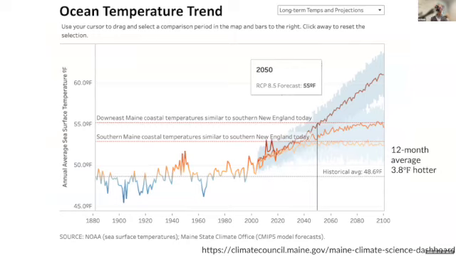If trends like this continue, by the time we hit 2050, Down East Maine's average water temperature for areas around Brooklin will be 3.8 degrees hotter than the monthly average for the last 100 years. So this is the equivalent of the waters in Down East Maine being as warm as the waters in Long Island Sound and coastal New Jersey are now.